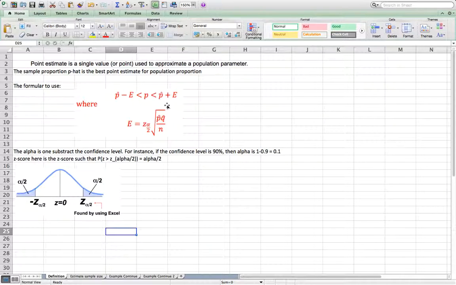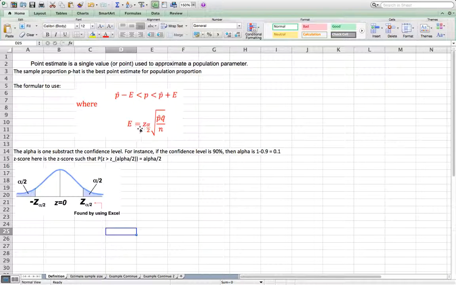So how do we estimate a population proportion? We will use p hat minus the margin of error to p hat plus the margin of error to construct a confidence interval. Then, with a given confidence level, we can say the population proportion is inside this confidence interval. Here E is the margin of error.